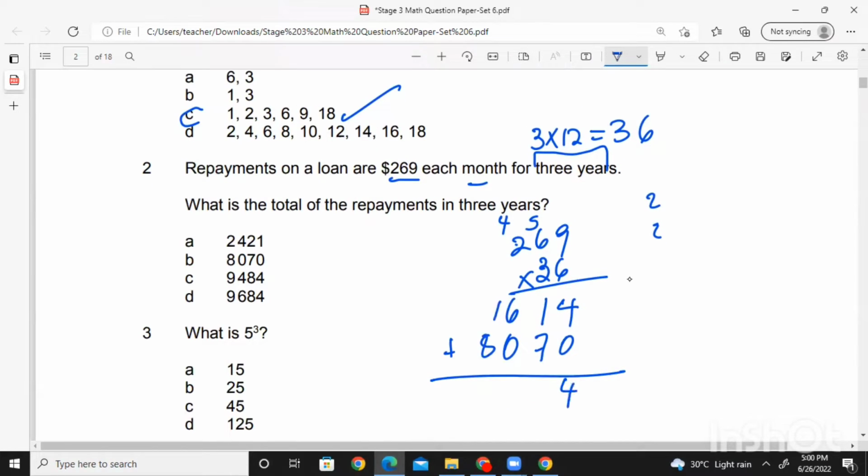So we're talking about 4, 8, 6. Let me write this better. 4, 8, this is 6 and this is 9. So I'm looking for that, and there it is at number 1. So basically 36 times 269 would have given us 9,684.